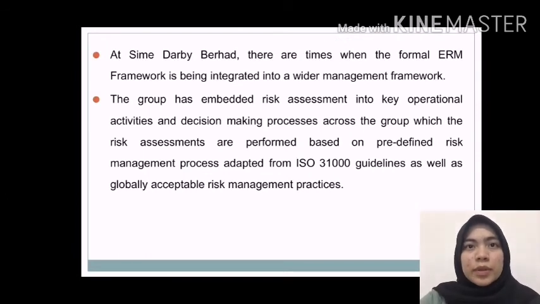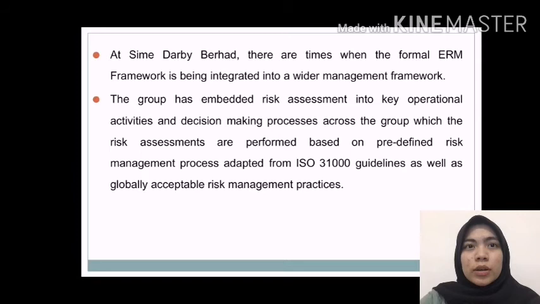Next is integration of risk management and internal control. At Sime Darby Berhad, the formal ERM framework is integrated into a wider management framework. The group has embedded risk assessment into key operational activities and decision-making processes across the group, where risk assessments are performed based on a predefined risk management process adapted from ISO 31000 guidelines as well as globally acceptable risk management practice.